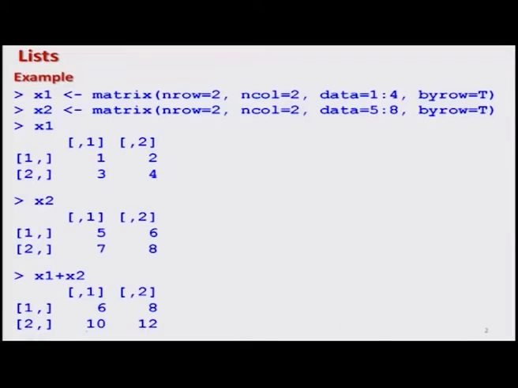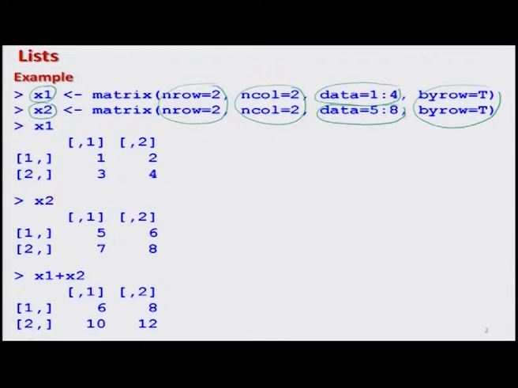So here if you try to see, I have constructed two matrices. One I am denoting by x1 and another by x2. And these are simply 2 by 2 matrices. Number of rows in both the cases are 2, number of columns are 2, and all the data has been arranged by rows. The only difference is that in the matrix x1 I am trying to take a sequence of 1 to 4, and in the matrix x2 I am trying to take a sequence of 5 to 8.